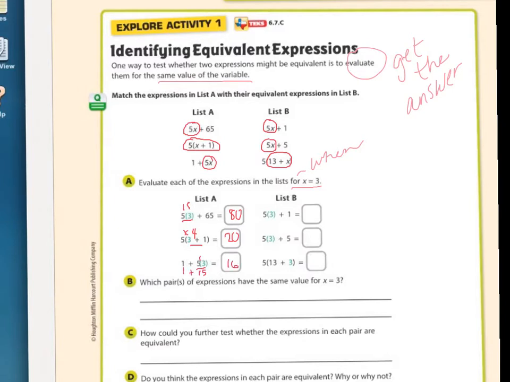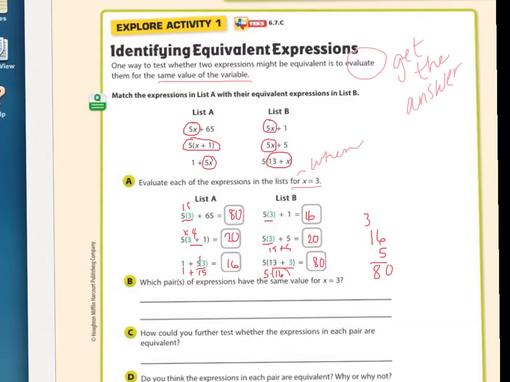Let's look at list B. That's 5 times 3, which is 15, plus 1 is 16. Then 5 times 3 is 15 plus 5, which is 20. Let me write that on there. And then here, 13 plus 3 is 16, and 5 times 16, I don't have that memorized, is 80.